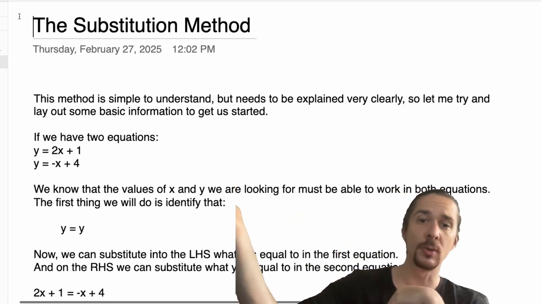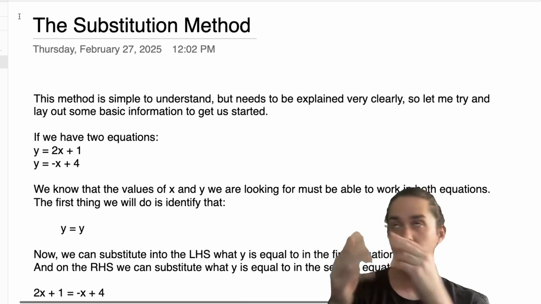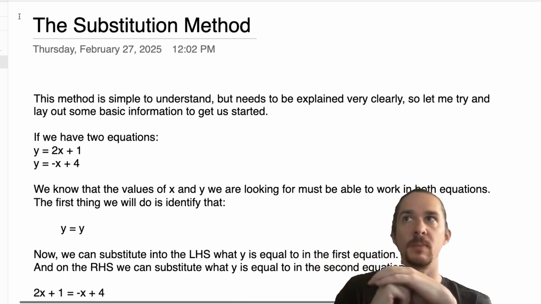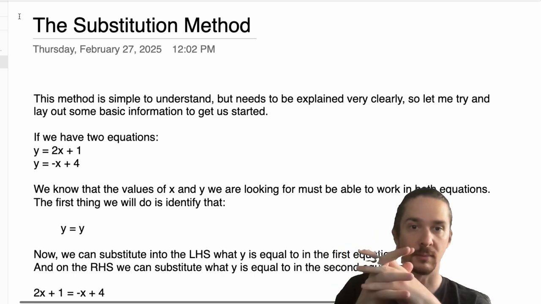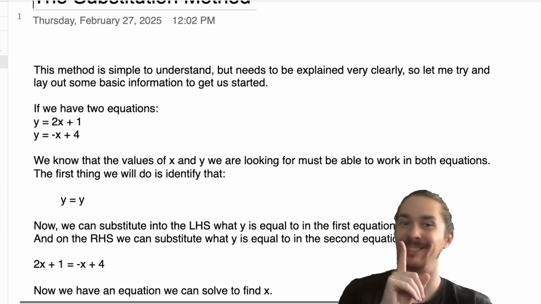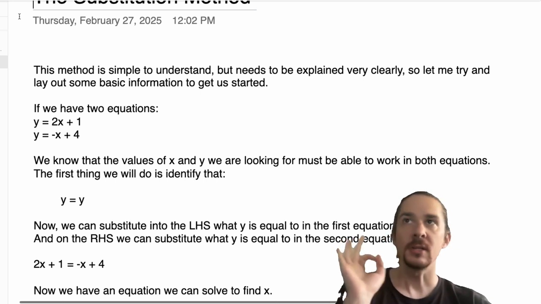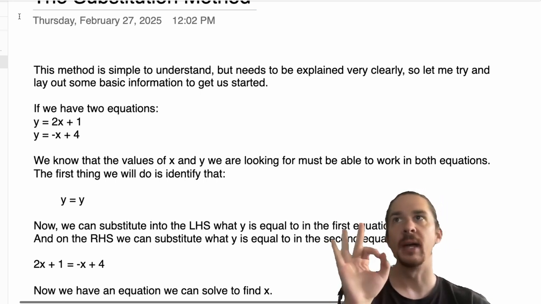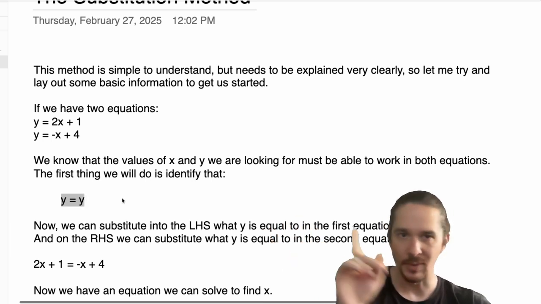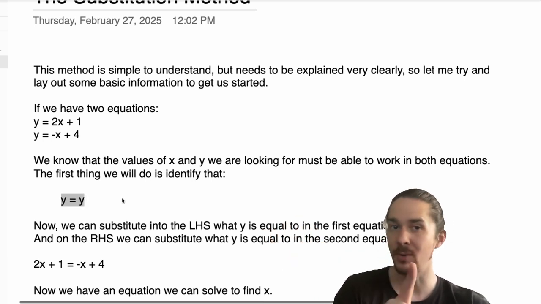Okay, so let's take the two equations that we looked at in our last example. We know that the values of x and y we're looking for must be able to work in both equations. In fact, we already figured out what they were by looking at the graph, but shh, let's pretend we didn't. The first thing that we can do is we know that the y value that we're looking for is going to be equal to itself. Now, hold on. You might think this is stupid, but I'm going somewhere with this.